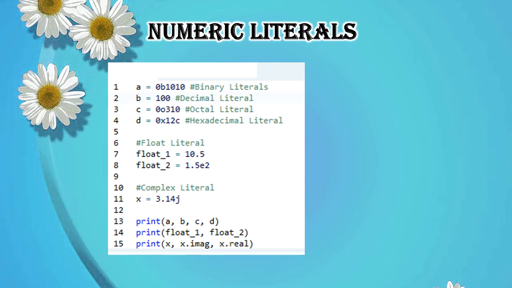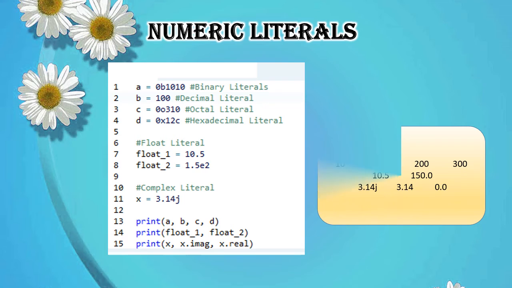And complex literals, x is equal to 3.14j. Complex means it holds two parts, real and imaginary. Here there is no real part, only the imaginary part 3.14, because it ends with j. Now I'm printing the values a, b, c, d. Even though they are given as binary, octal and hexadecimal, they will be converted into decimal format and then printed.